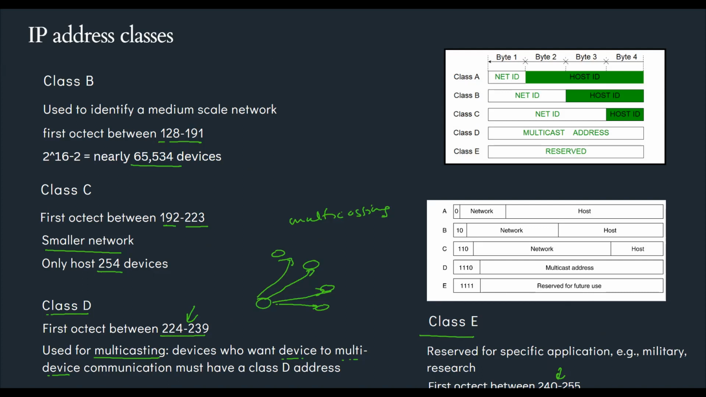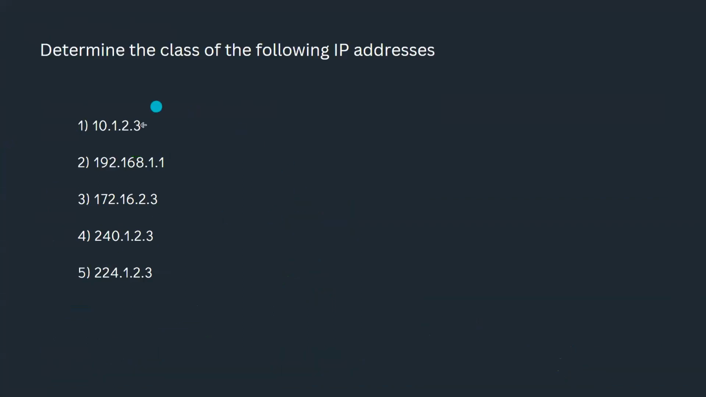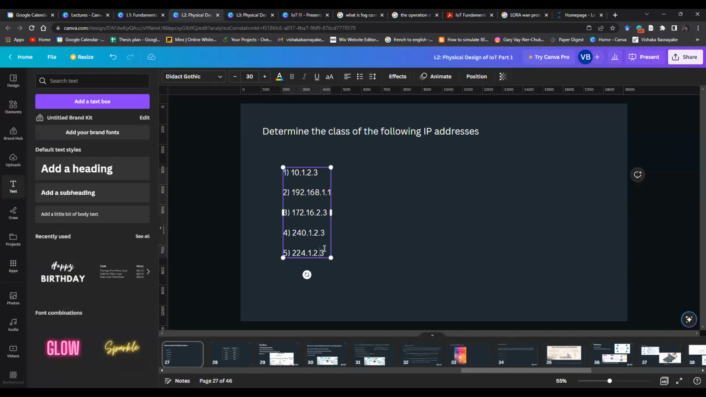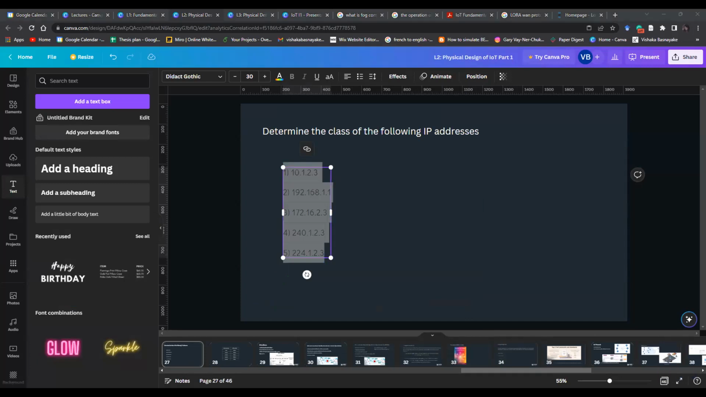Now we can actually do a small task. Can you let me know what the class types of these IP addresses are? I will try to type this in the chat. You can put in the chat what the result is for all these addresses in order.